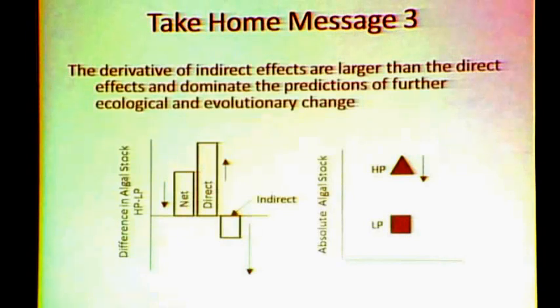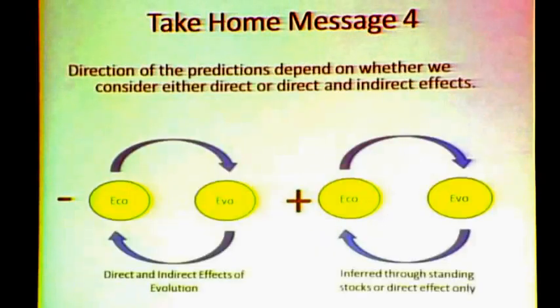Finally, because the derivatives of these indirect effects, in guppies at least, are larger than the direct effects, they dominate the predictions of how ecological and evolutionary change will play out. And then finally, the direction of the predictions depends on whether we consider either the direct effects or the direct and indirect effects.